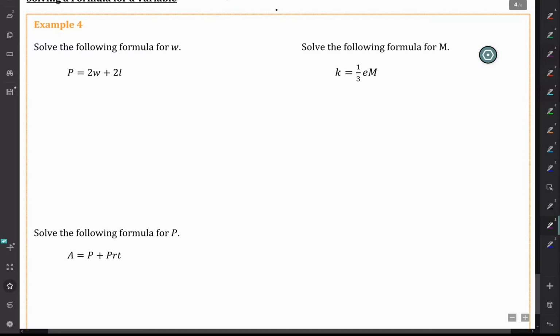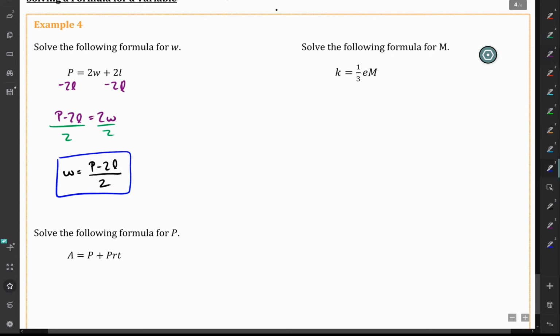So what I'm going to do is subtract 2l from both sides. So you get p minus 2l equals 2w, and then to get w by itself, you need to divide both sides by 2. So in this case, you'll get w is p minus 2 times l all divided by 2. And that's about as simplified as you can get.